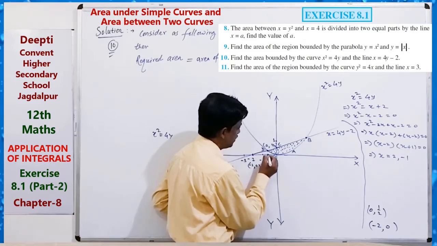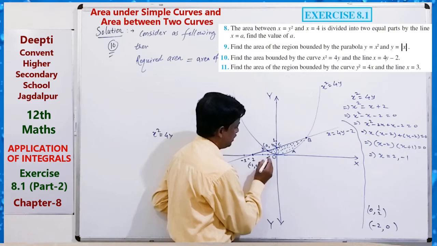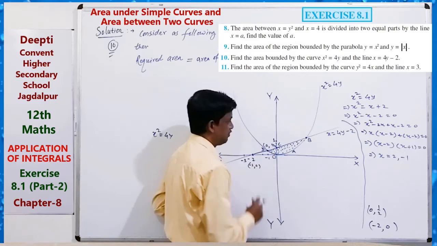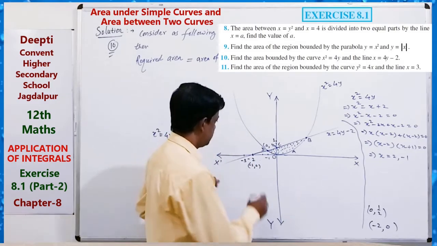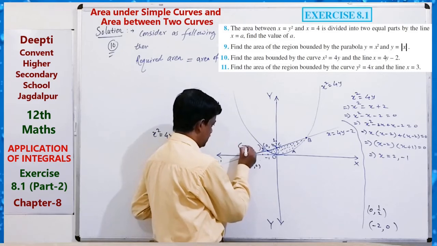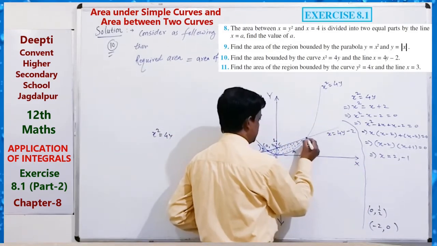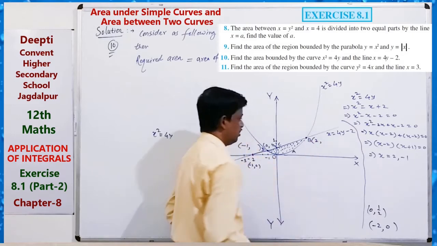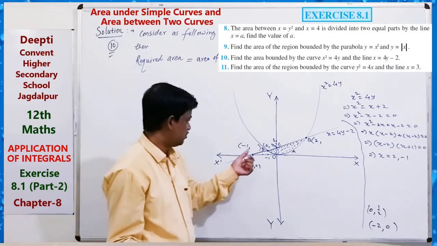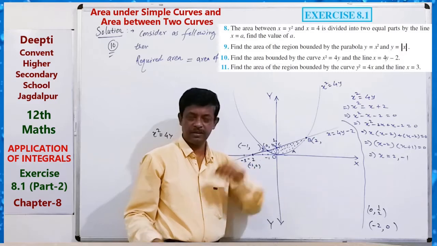Okay, this is minus 1. This is minus 1. Here, x equals minus 1 for this point, and x equals 2 here. The value of x is minus 1 here and 2 here.